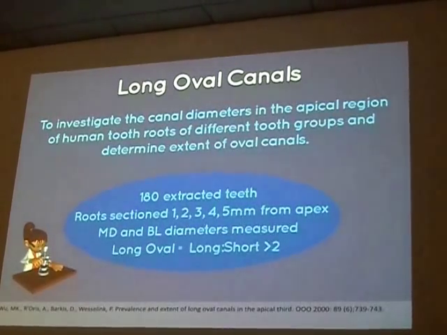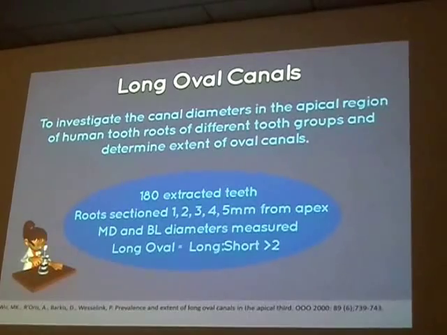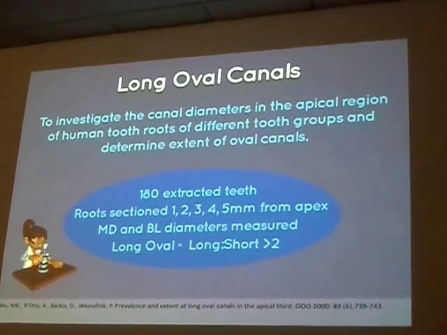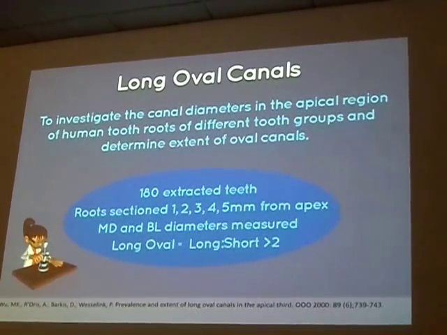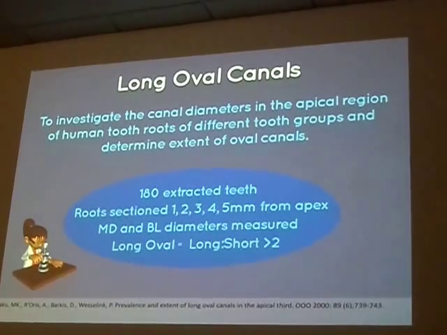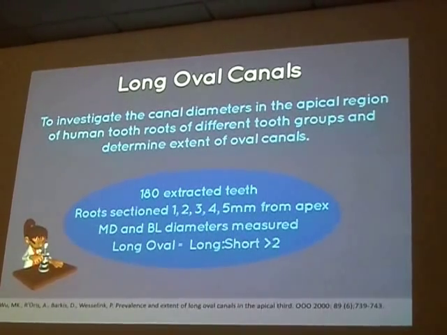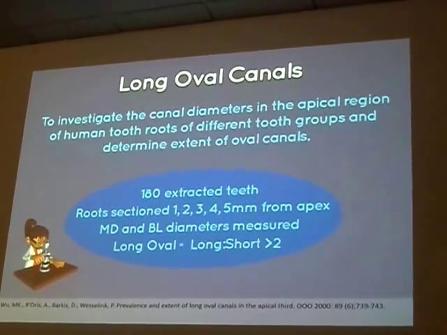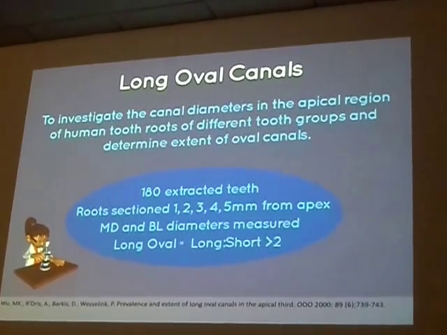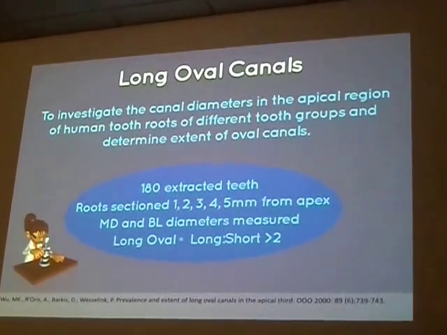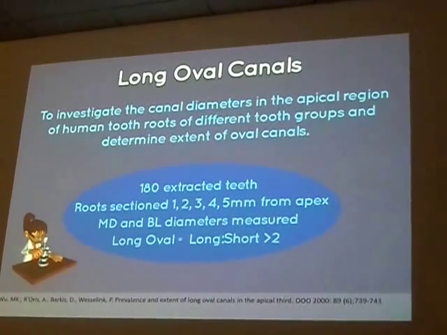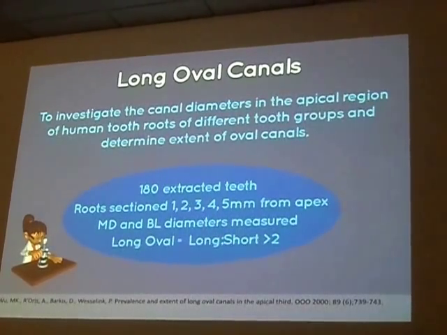So again, we're looking at long oval canals. So what they did here was they looked at extracted teeth, they sectioned them, and they measured the buccolingual dimension versus the mesiodistal. And they categorized the tooth as a long oval canal if you had twice the distance in the buccolingual dimension as the mesiodistal dimension.